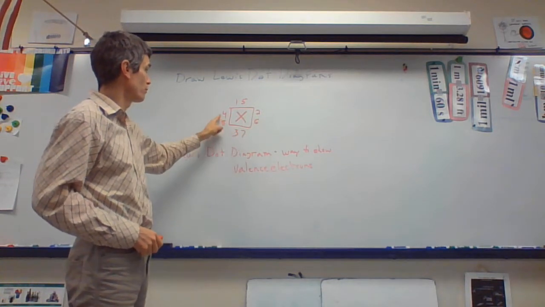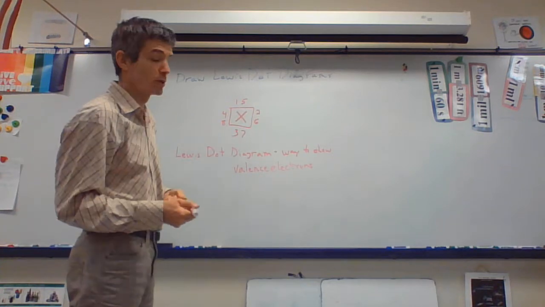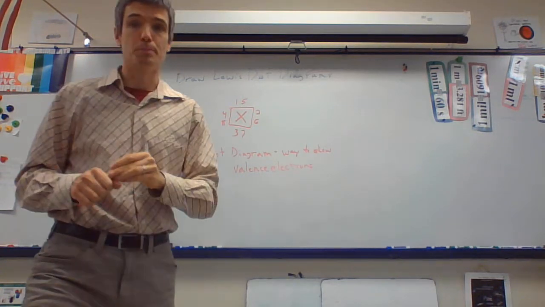You go 1, 2, 3, 4, 5, 6, 7, 8. So they would spread out before they paired up.